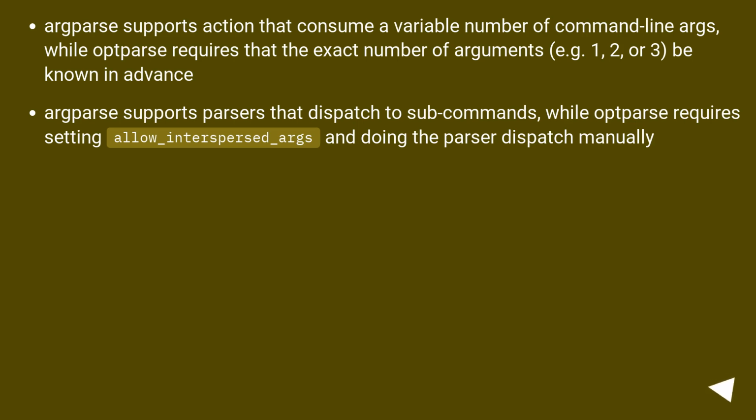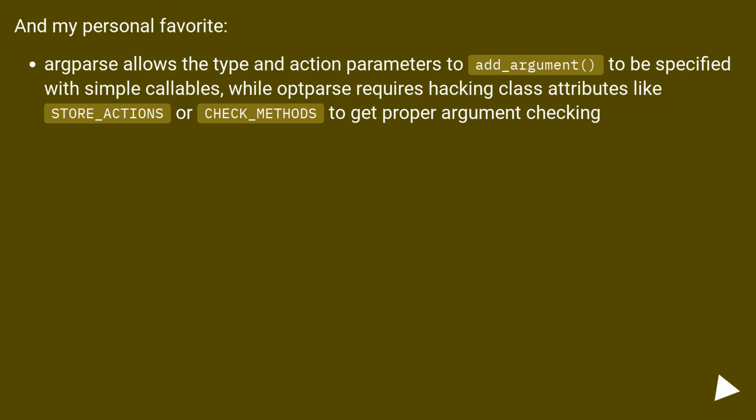Argparse supports parsers that dispatch to subcommands, while optparse requires setting allow_interspersed_args and doing the parser dispatch manually. And my personal favorite: argparse allows the type and action parameters to add_argument to be specified with simple callables, while optparse requires hacking class attributes like STORE_ACTIONS or CHECK_METHODS to get proper argument checking.